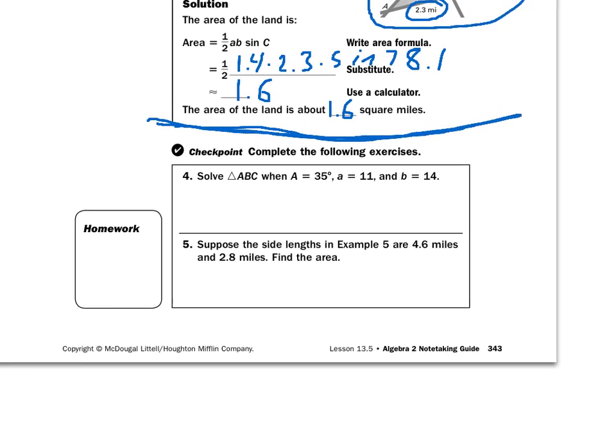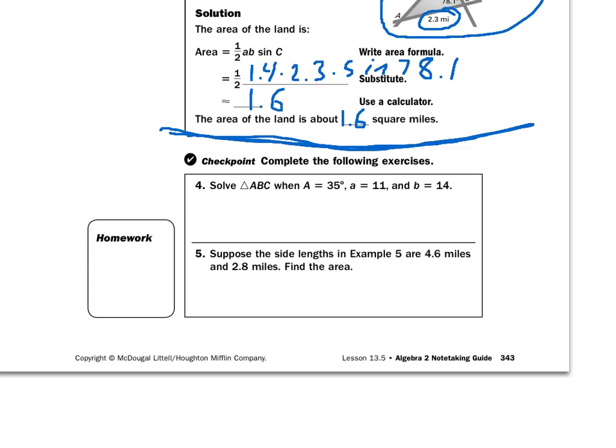Alright, take a look at 4 and 5 here. Hopefully you worked on those a little bit. Pause right now. Work on them. Number 5, I hope you got 6.3 square miles. And number 4, there were two triangles. I hope you realized there were two triangles right away.